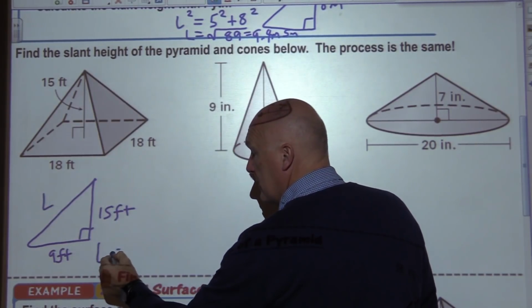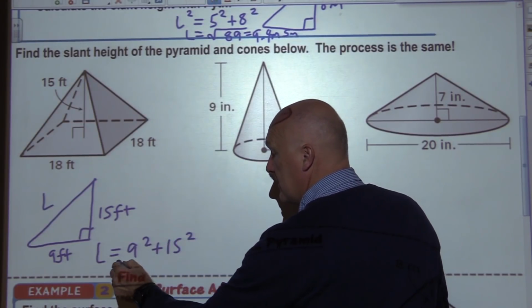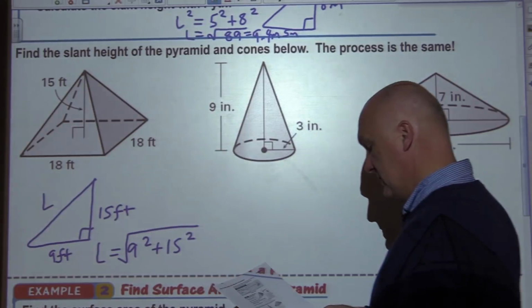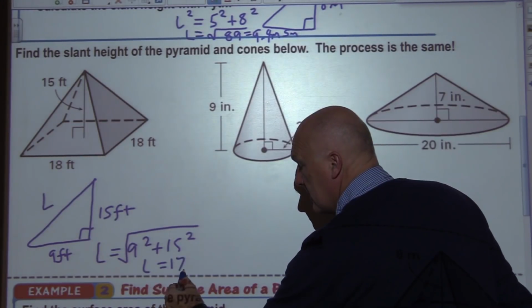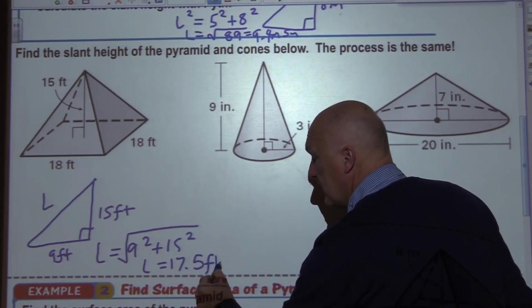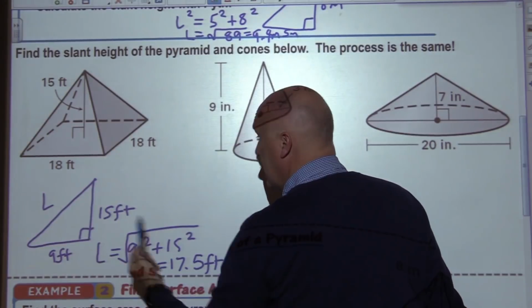We can do that by doing 9 squared plus 15 squared, and then we take the square root, and that all comes out as 17.5 feet. Again, check, it's longer than this side here.